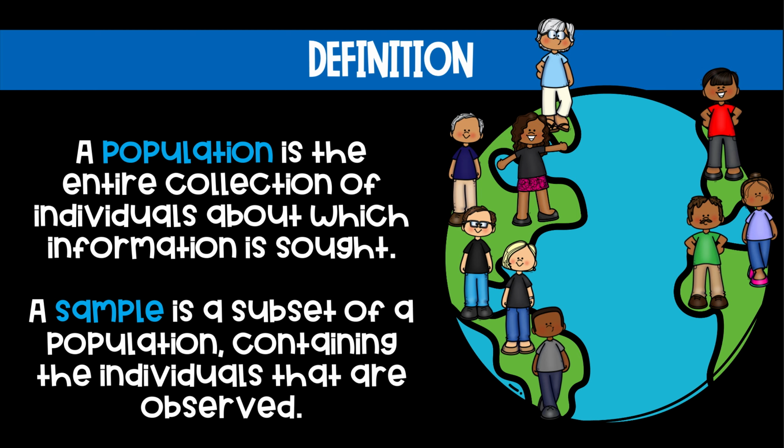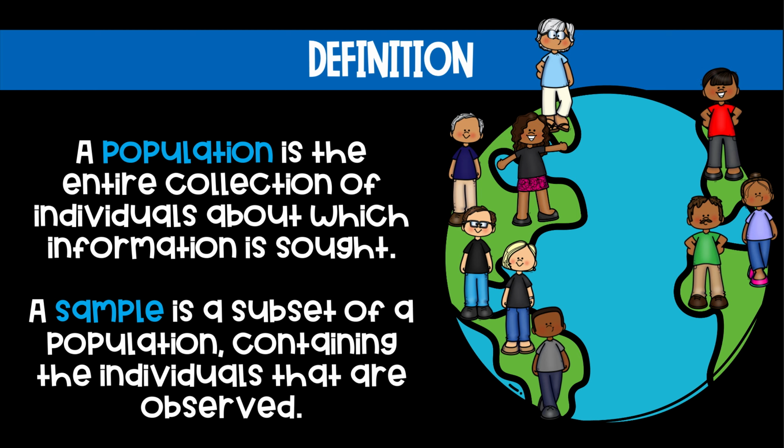A population is the entire collection of individuals about which information is sought, and a sample is a subset of a population containing the individuals that are observed. Let's suppose that I'm collecting information about teachers all over the world. My population will be all of the teachers all over the world. You can choose which one's your population. It doesn't have to be over the entire planet.